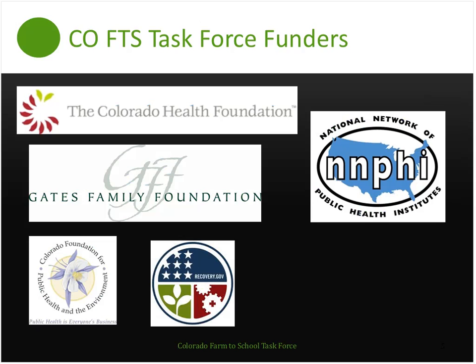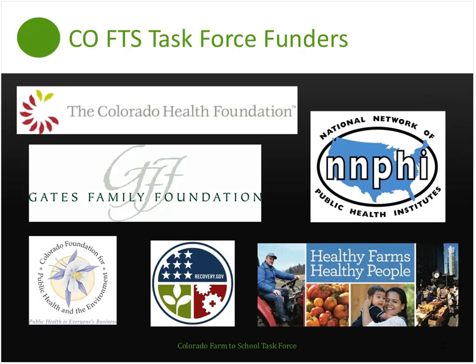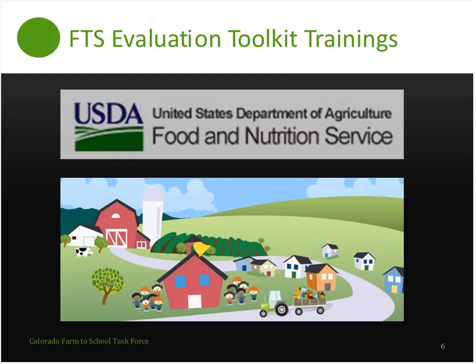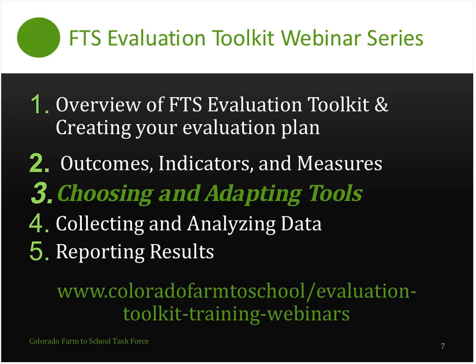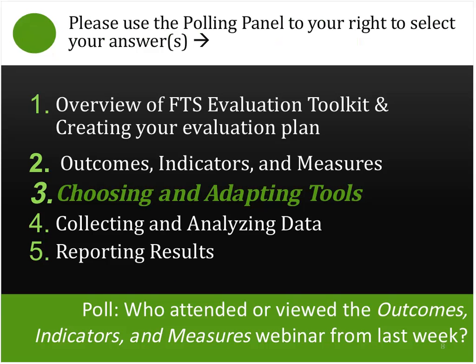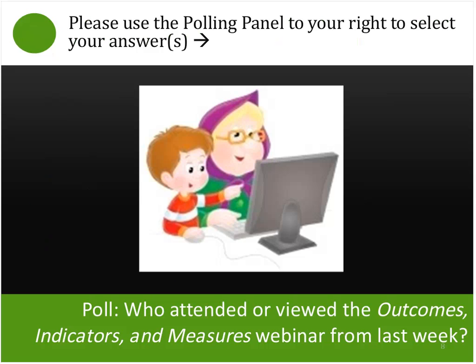However, it has successfully attracted a wide array of funders, starting with the federal ARRA stimulus grant. With a 2-year USDA Farm to School grant, the toolkit that was created by the Colorado Farm to School Task Force and Spark Policy Institute is now being rolled out nationwide through in-person workshops and webinar trainings. Today's webinar is the third in a 5-part series of the toolkit training. We'll be focusing on how to choose and adapt an existing data collection instrument. All the webinars are archived at the link on this slide. Sophie will start us off with a quick poll.